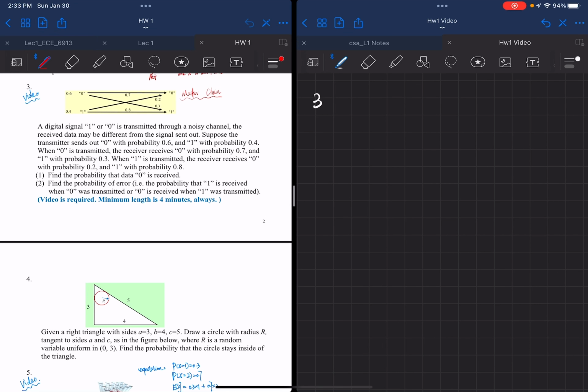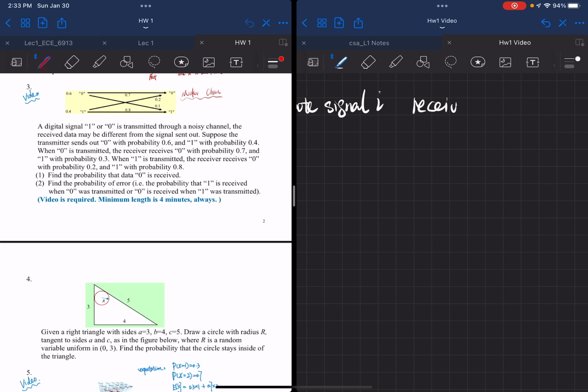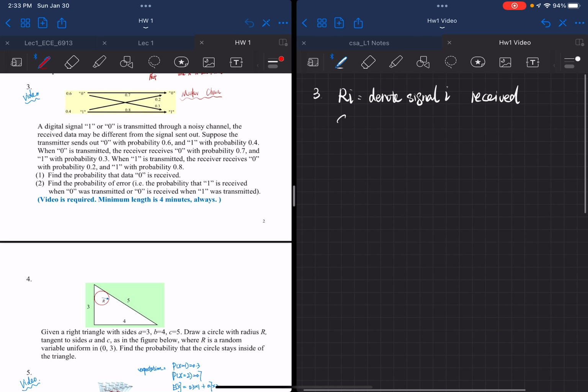For problem 3, we first need to calculate the probability that data 0 is received. Here we first give the notation Ri to denote signal i is being received, and we also denote Si as signal i is sent. And for the first part, we need to calculate the probability of R0.